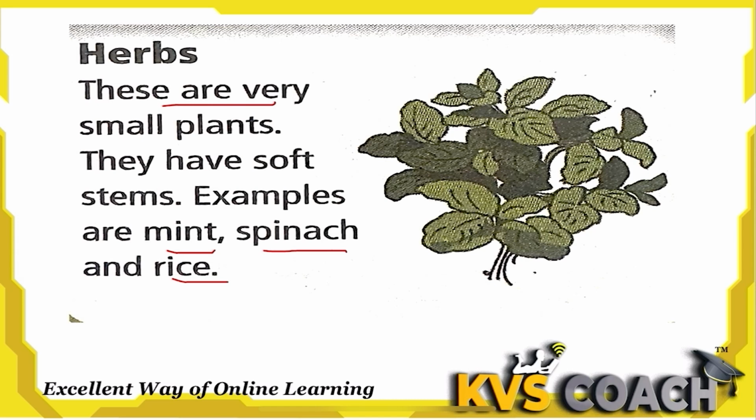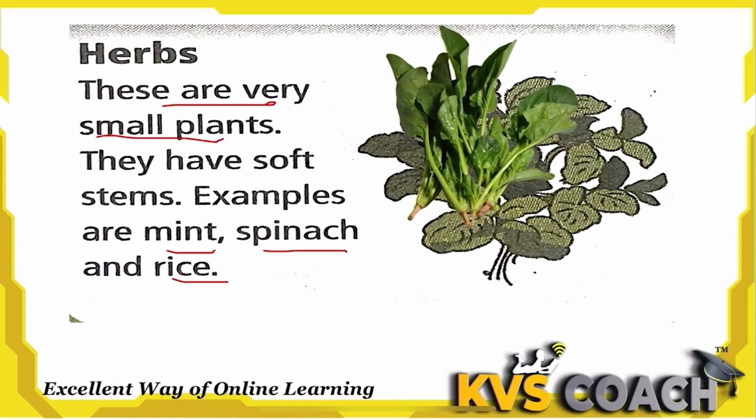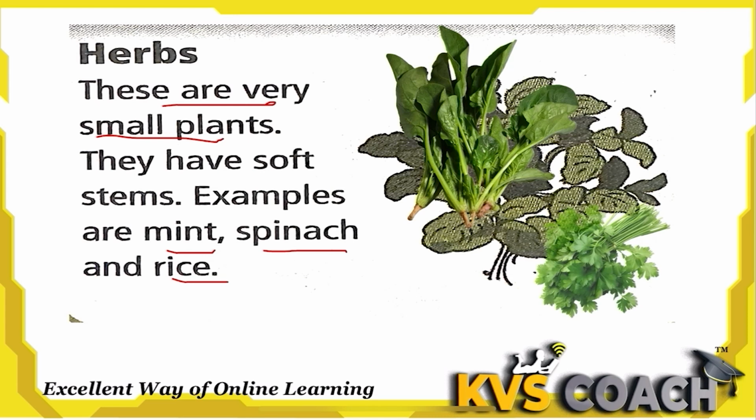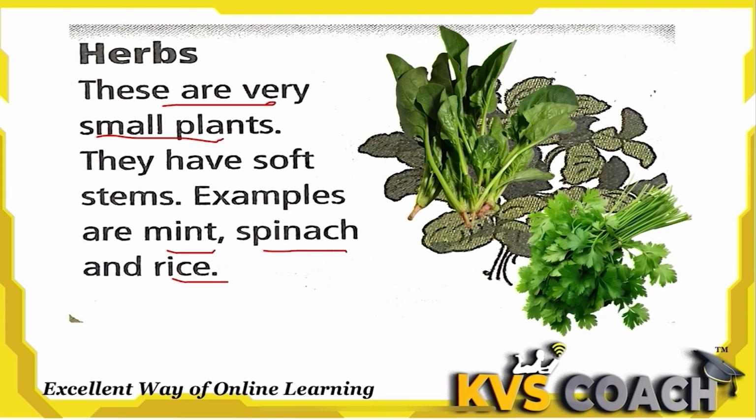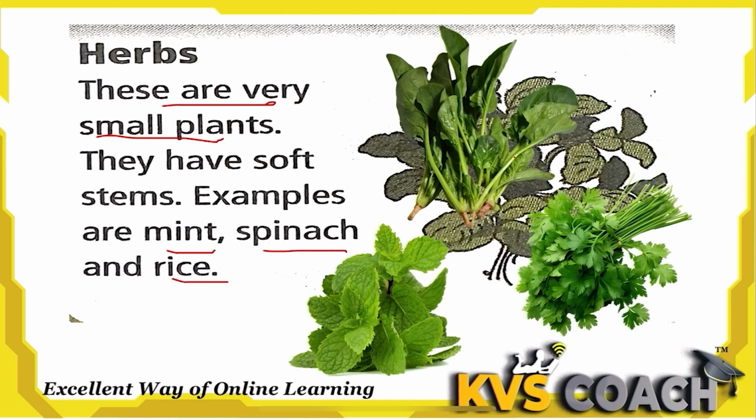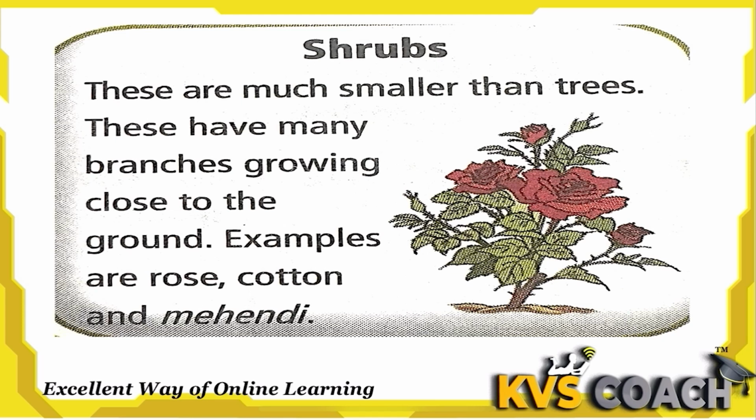What are herbs? They are very small plants like mint. This is spinach. This is coriander. This is also a herb. And this is mint. This is a herb plant. They are very small and they have a very soft stem. As you can see, this is the root of this plant and this is the stem. They have a very soft, green stem like this.